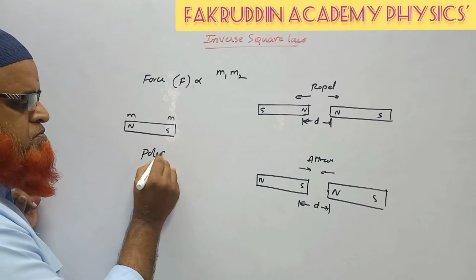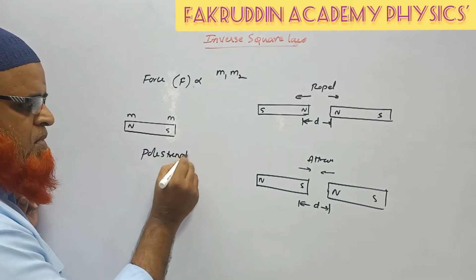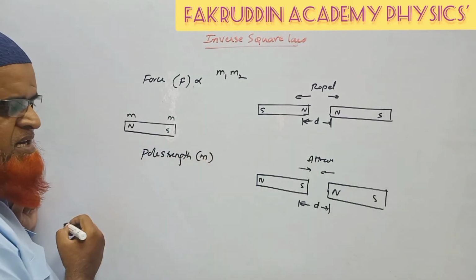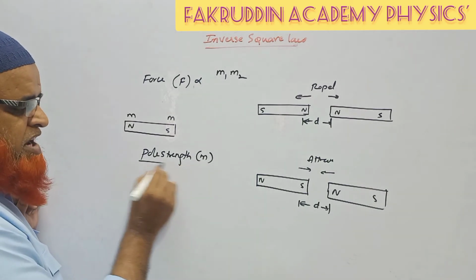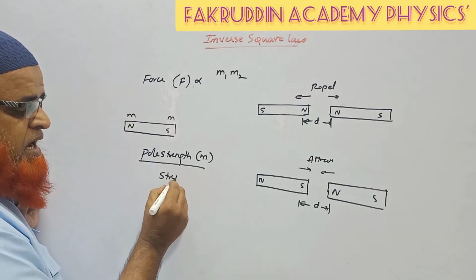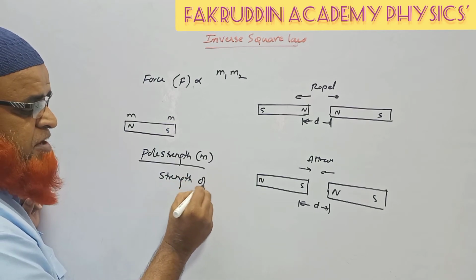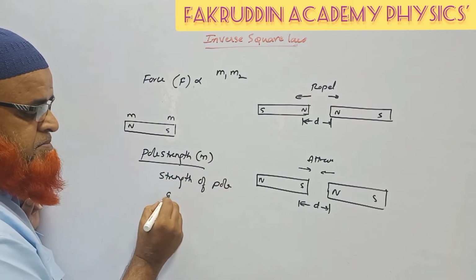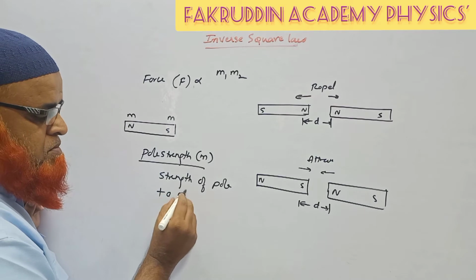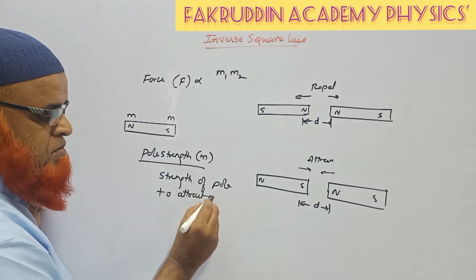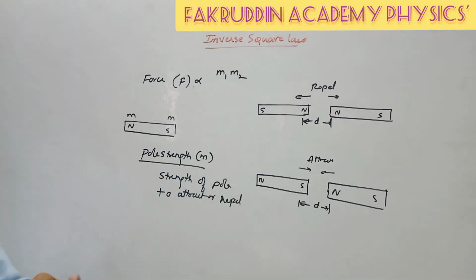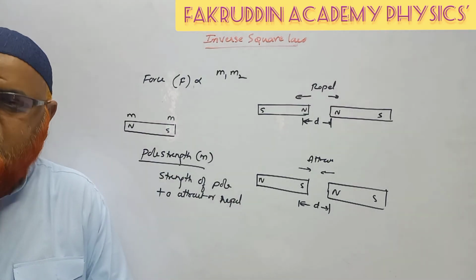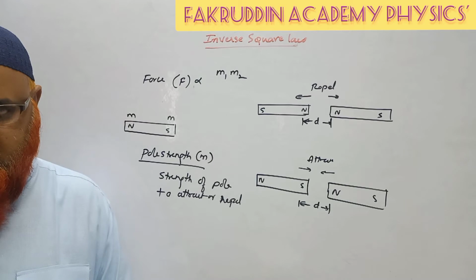I'll tell you. Pole strength is given by letter M here. Okay, pole strength is given by letter M. What is the meaning of pole strength? It is simple. The strength of the pole either to attract or to repel is called pole strength.